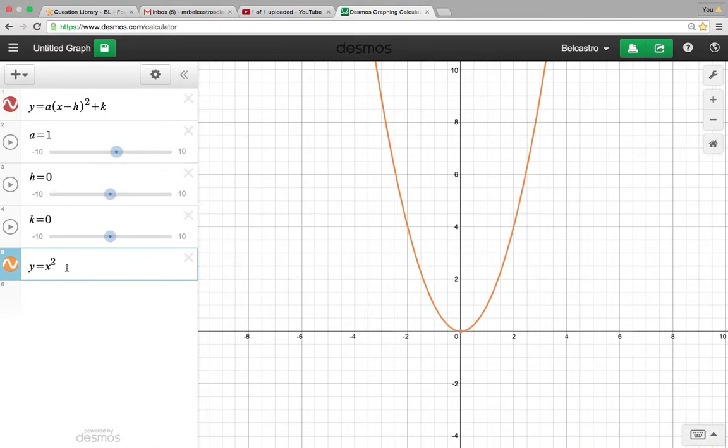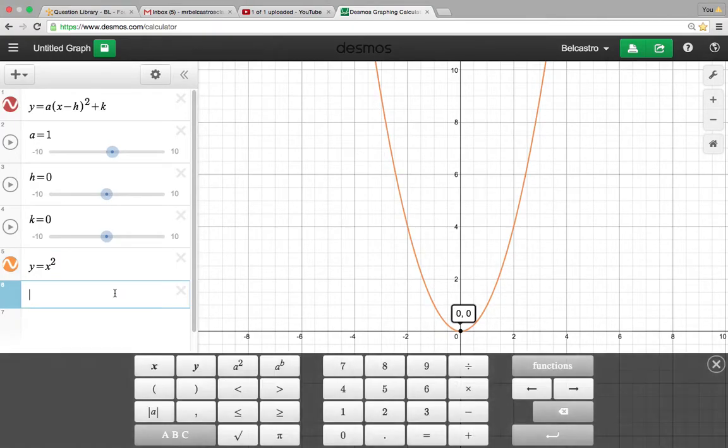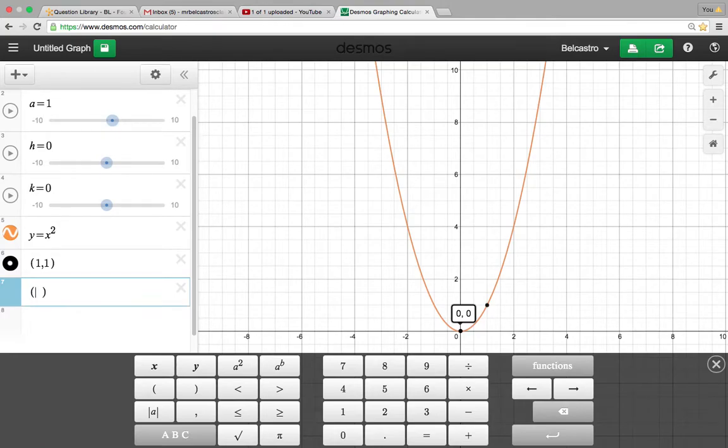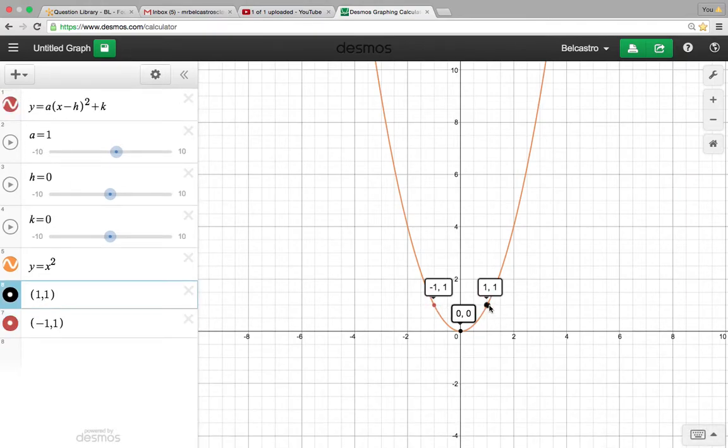Whenever they talk about a translation of some number, they're talking about from this parabola here. And I'm going to write some key points on the parabola. 0, 0, that's the vertex of the original parabola. It's at the origin. Another key point is 1, 1. Another one is negative 1, 1. So these are all key values on the original parabola.